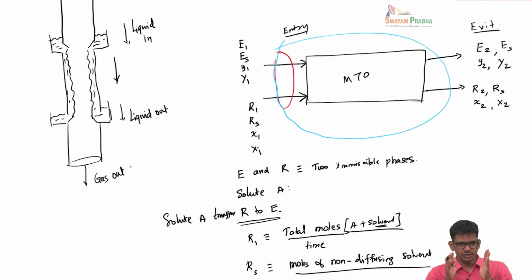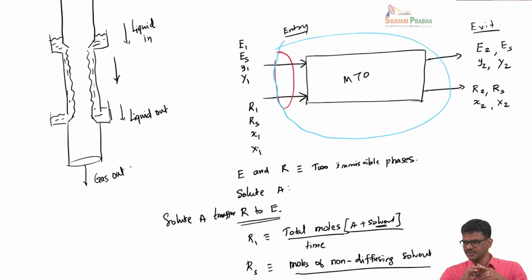Again, R1 is the total molar flow rate including the solute and the solvent. You are comparing these quantities at the entry and exit. Solvent molar flow rate will remain the same because that is not diffusing, so whatever comes in will go out. That's more like inert material. But the solute is transferring, right? So the molar quantities of the solute at the inlet and at the outlet, you have to understand this. With this information, what can you say about R1 and R2? Will they be equal? Which one will be more or which one will be less?